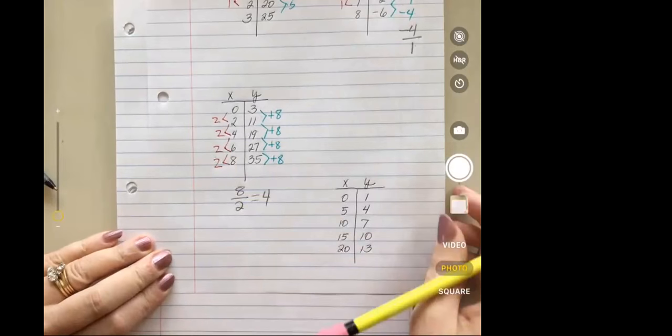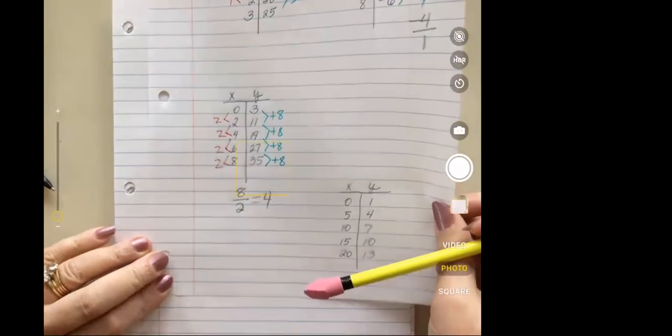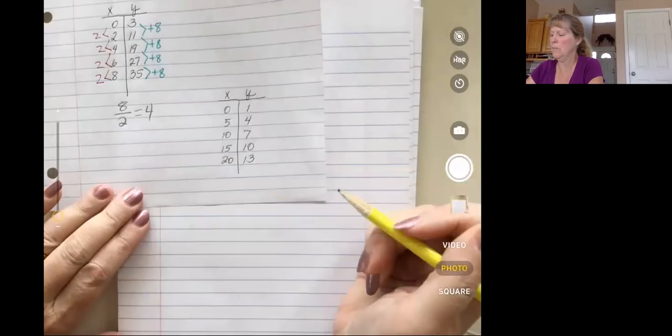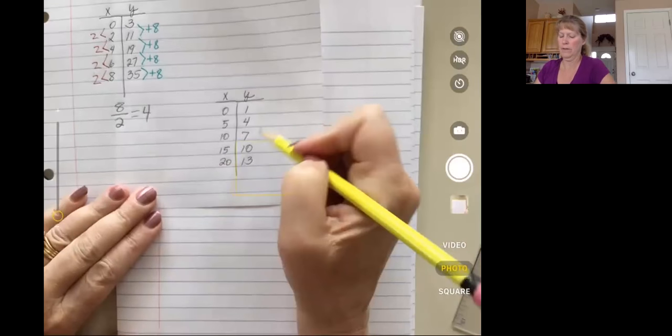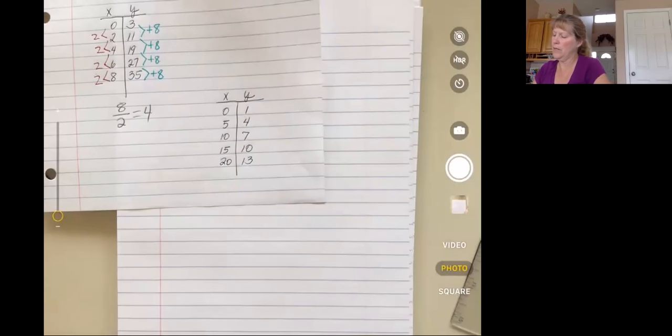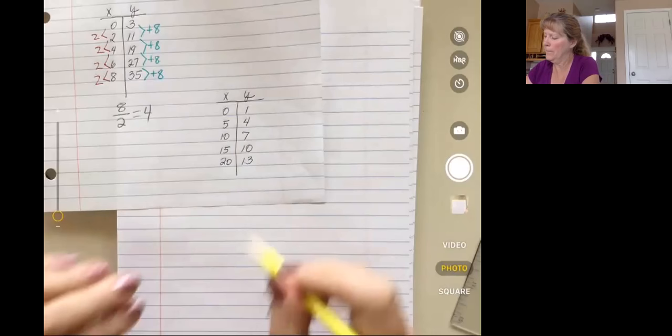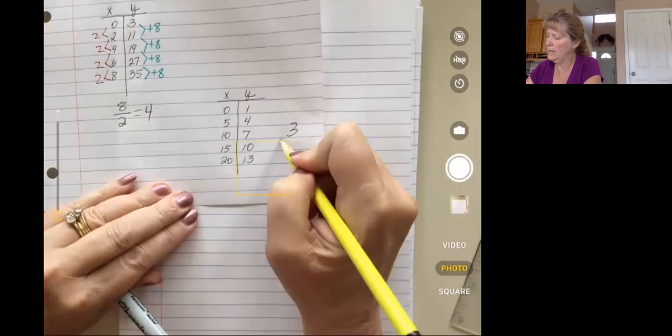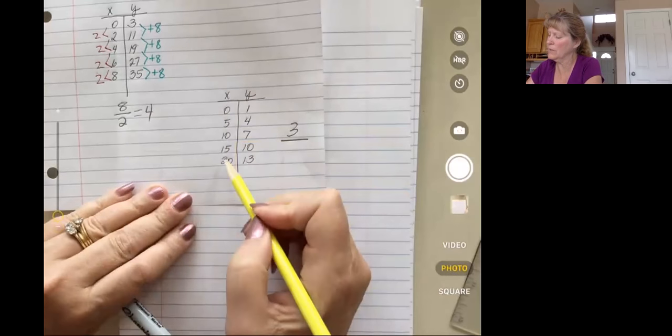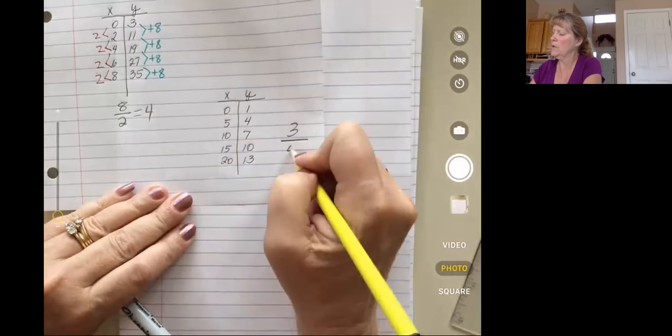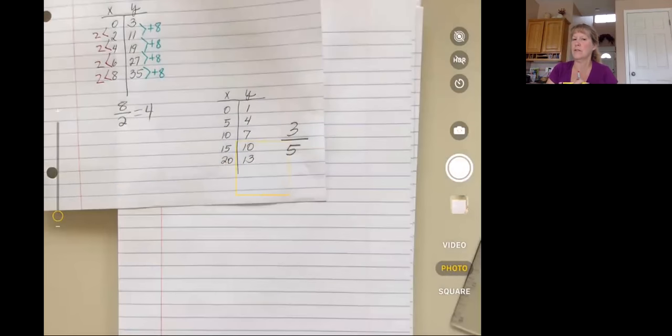Same here. This one is going up by 3. So it's going to be 3 over, and on this side, the table's counting by 5s. So the slope is 3/5.